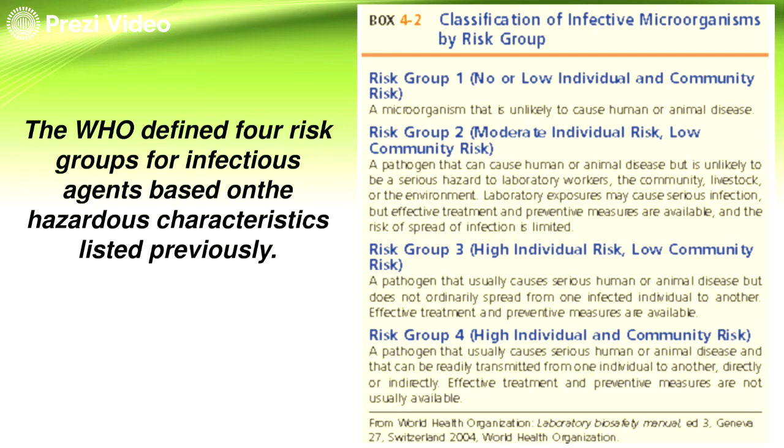Going to risk group 2. When you say risk group 2, it means that, yes, pwede ka na magkaroon ng sakit. Okay? It can cause human or animal disease. But it is unlikely to be a serious hazard to lab workers. So, ibig sabihin yan, yes, pwede magkaroon ng sakit, pero it is very unlikely pa rin na magkasakit ka. So, definitely, makakasakit ka lang dyan if you are not following the safety procedure. Yun ang difference na risk group 2.